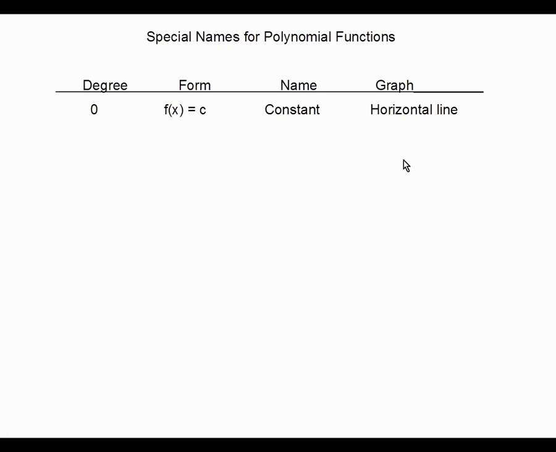Degree 0 is a special case of degree 1. Degree 1 looks like f of x equals mx plus b. It's linear. It graphs as a line that's not horizontal. It's also not vertical. A line that's not horizontal or vertical is sometimes called oblique or a slant line. But anyway, that's degree 1. And we've done linear regression.